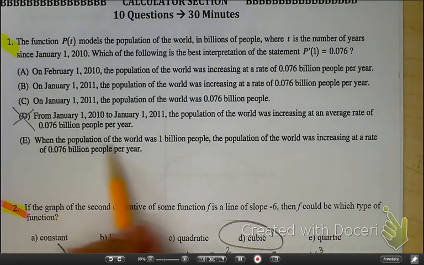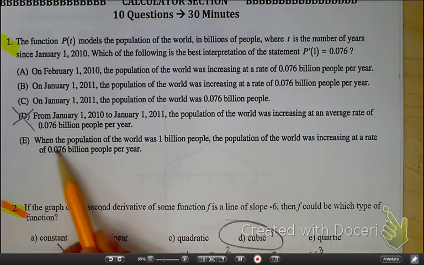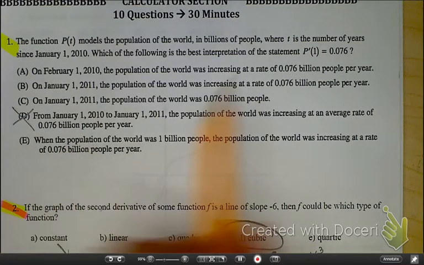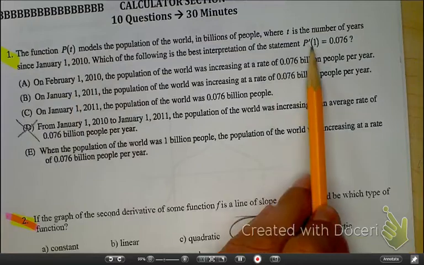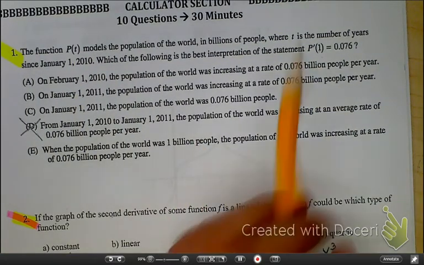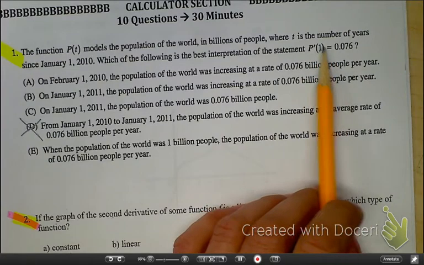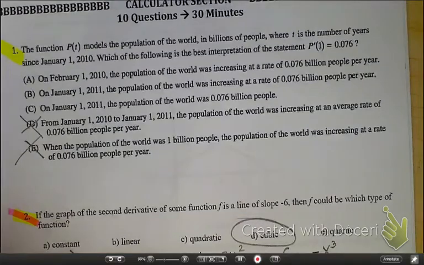This one says when the population of the world was 1 billion people, the population was increasing at a rate of 0.076. Well, this 1 does not represent the population of the world. This is a time value. This is P of t. So I'm not talking about when the population was 1 billion. I'm saying at some specific time, the rate of population change was 0.076. So I'm going to say E doesn't sound right.